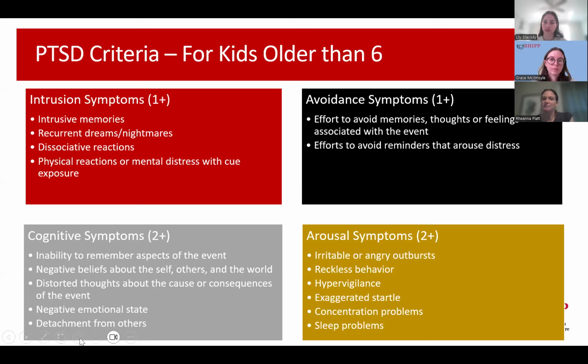And then the arousal symptoms. And I think this is where sometimes we see the most variability of presentation. It can be anything from being irritable, having really significant tantrums, all the way to what we say is reckless behavior, and then things that sometimes appear. So difficulty with concentration can be a primary presentation. So you can see with these how there's definitely potential overlap with other types of disorders and symptoms.